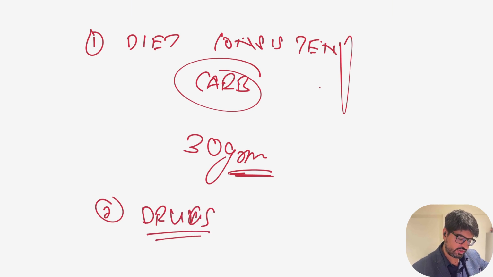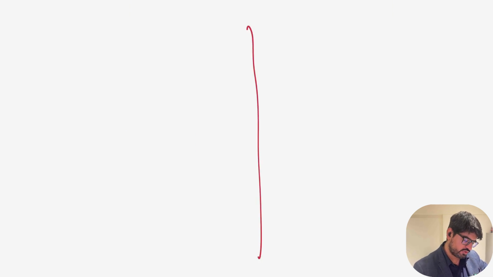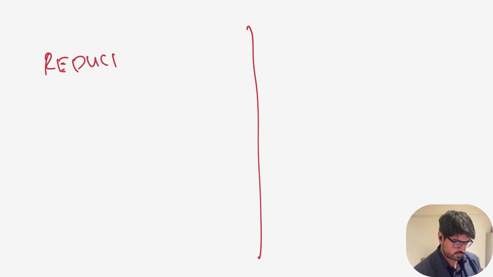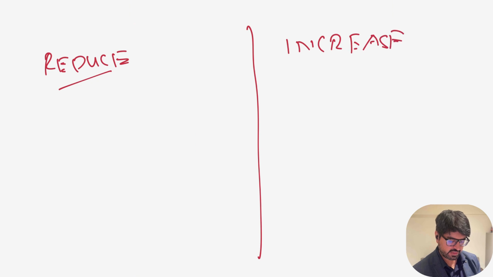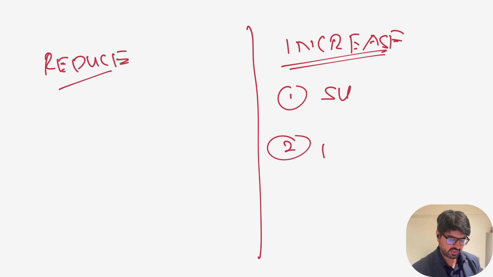Now, which drugs can reduce glycemic variability? So if you divide the medications into two groups, right, one which reduces variability, second which increases variability or worsens variability. Now for the increased variability, there are two drugs which are very popular in this group. One is sulfonylurea, other is premix insulin. These two groups, they increase glycemic variability.